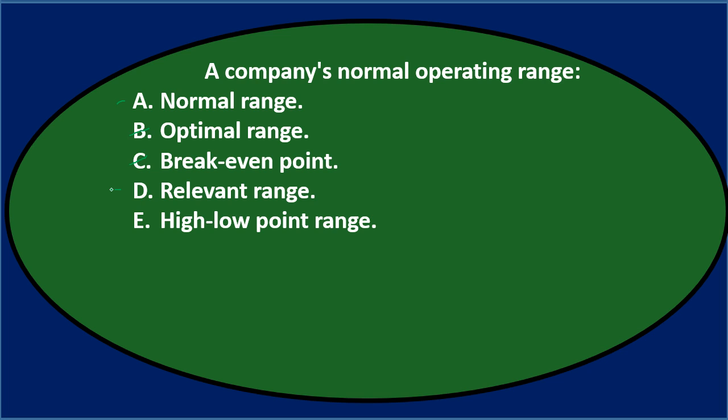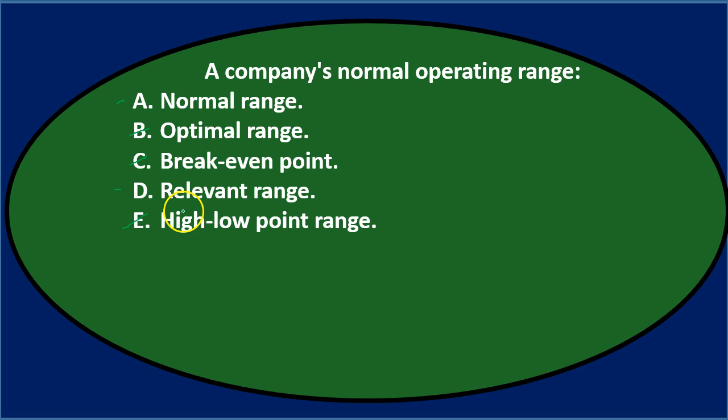And E says the high-low point range. Now the high-low point range seems kind of unusual. The high-low point is an estimate we typically use, an average type of estimate. So it can kind of sound reasonable, but it's not applied here usually to this type of question. So I'm going to cross that out for now. We're going to say a company's normal operating range is either the normal range or the relevant range. Now, normal range sounds most familiar or common because it says normal operating range. So you think that would be a good answer. But that's not usually a term we hear a lot in this section.